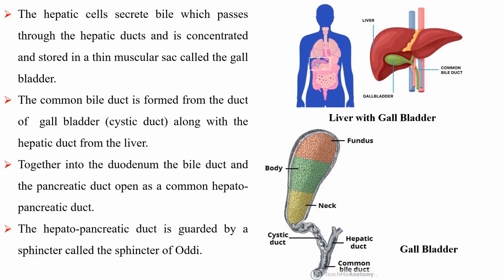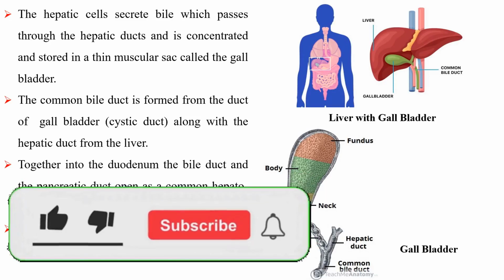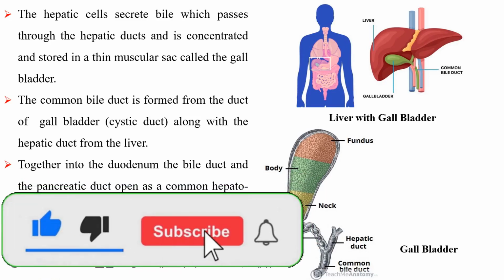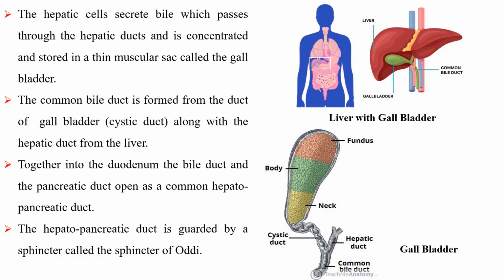The hepatic cells secrete bile, which passes through the hepatic ducts and is concentrated and stored in a thin muscular sac called the gall bladder. The common bile duct is formed from the duct of the gall bladder along with the hepatic duct from the liver. Together, the bile duct and the pancreatic duct open into the duodenum as a common hepatopancreatic duct. The hepatopancreatic duct is guarded by a sphincter called the sphincter of Oddi.